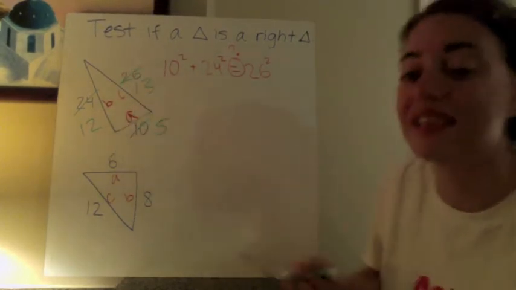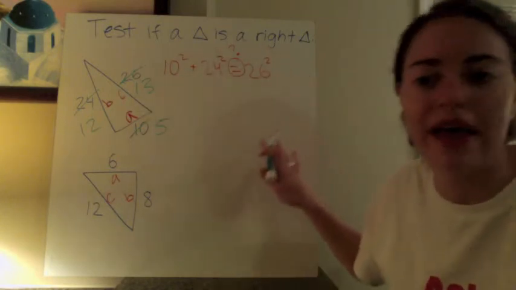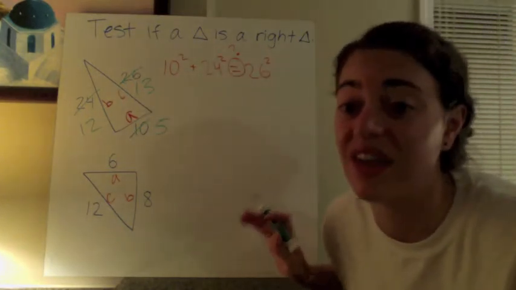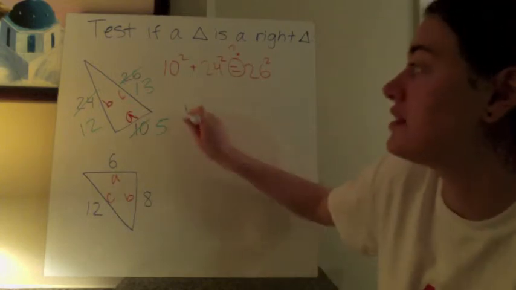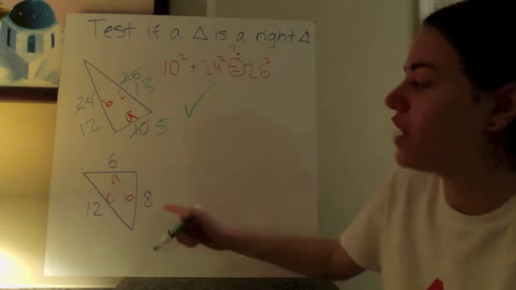5, 12, 13 is a Pythagorean triple that we saw in the last slide. So I don't need to do this math to go to my calculator, especially if it's on the non-calculator section. Yes, this is a right triangle because that's a Pythagorean triple. Let's try that down here.